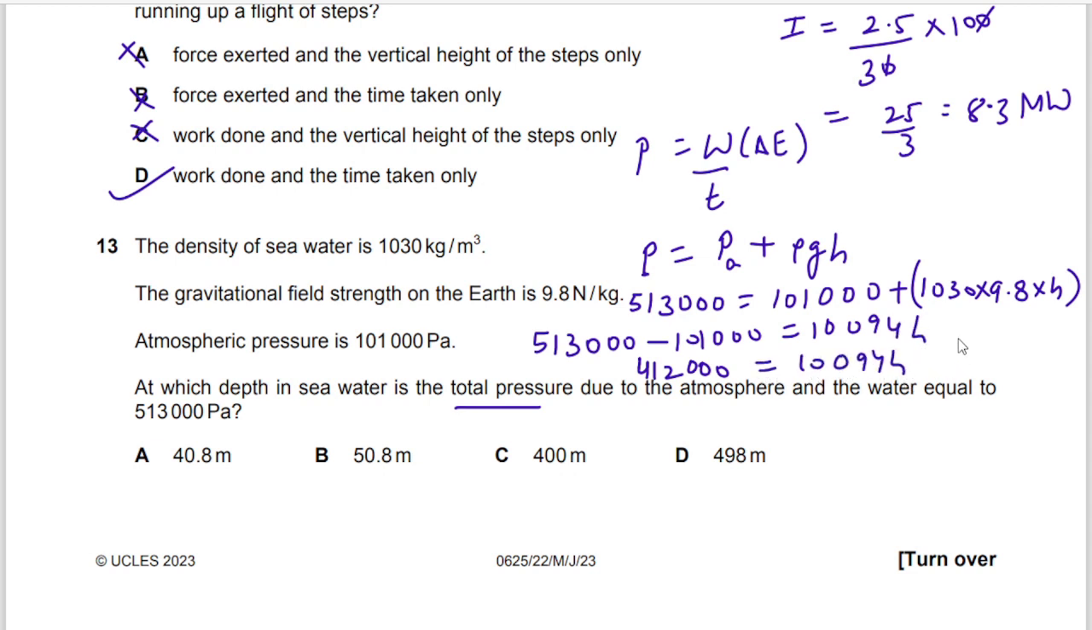10094H. So I have to calculate H. I have to divide both of them, and after dividing both of them, which is 412000 divided by 10094, it gives me 40.81. 40.81, which is option A. So the correct option for question number 13 is A.